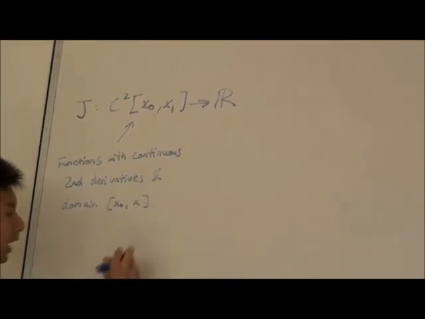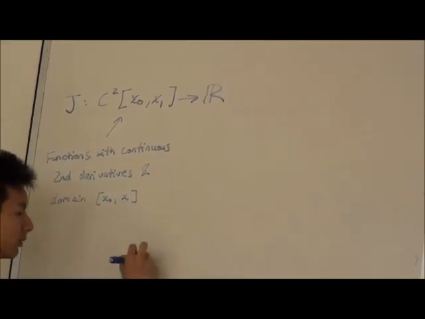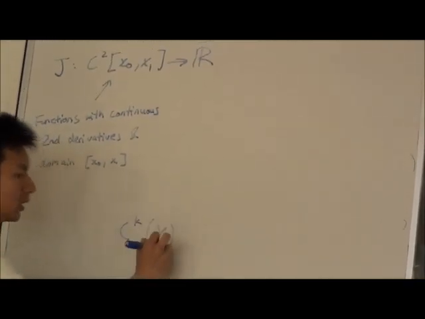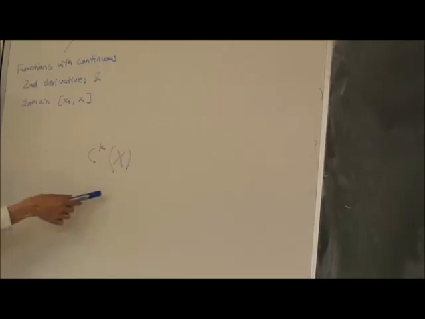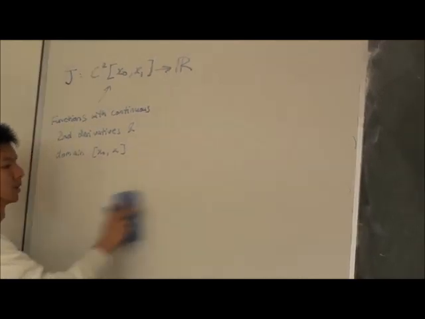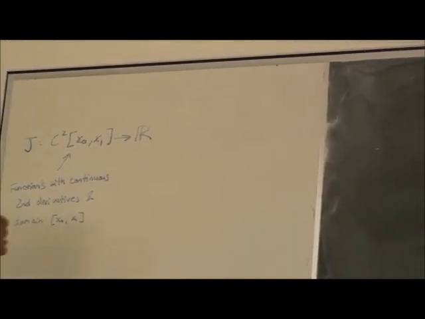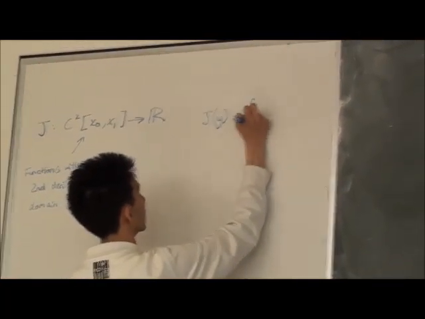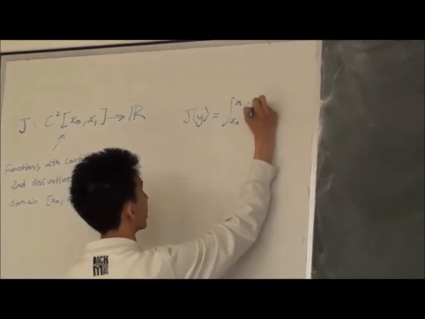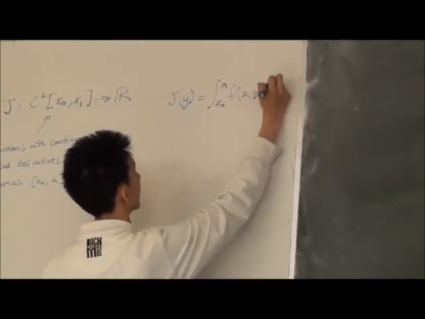In general, if you have a function in the set C^k of X, then this means that the function is k times continuously differentiable, and the function has domain X. So in this case, k equals 2, so we want continuous second derivatives. And we're considering something called a fixed endpoint variational problem, and it's for the one-dimensional case. So we'll have the functional we had earlier, which is J of y equals the integral from x0 to x1 of a function of x, y, and the first derivative of y. So that's the functional we're considering right now.